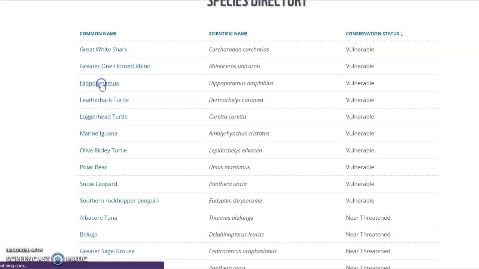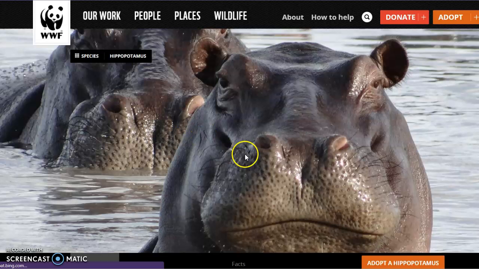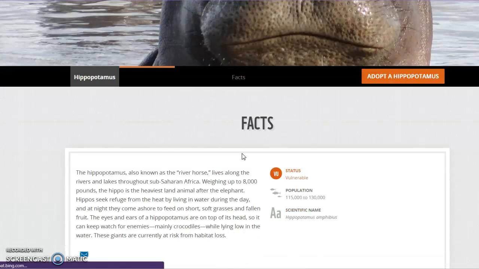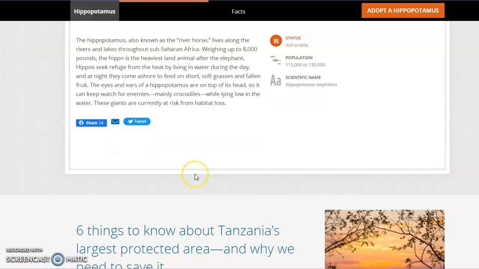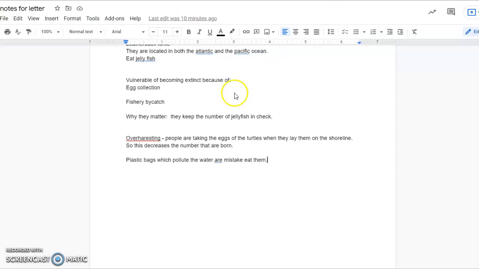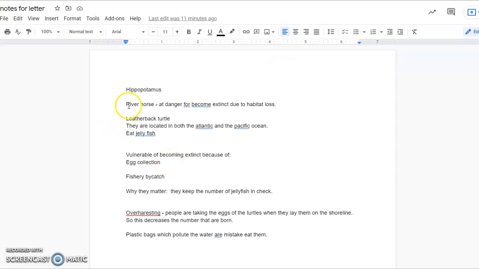So I'm going to choose the hippopotamus, and if I go to the hippopotamus, I'm going to scroll down and read all about the hippopotamus. So there's a link here about a hippopotamus. I can click on that and read about that. Right now I'm just going to read here. The hippopotamus is also known as the river horse. And I've read this paragraph, and I've come up with some notes on what I thought was important in this paragraph, and I jotted them down here. So the hippopotamus, it's a river horse. It's at danger for becoming extinct due to habitat loss.